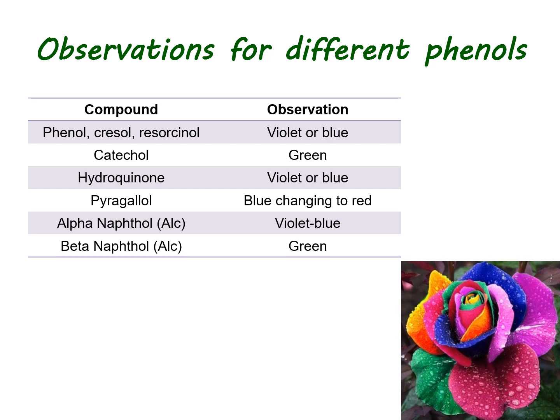Different phenolic compounds form different colors with FeCl3. In the majority of cases it is violet or blue. Phenol, cresol, resorcinol, hydroquinone and alpha naphthol form a violet blue color, whereas catechol and beta naphthol form a green color. Pyrogallol forms a blue color which quickly changes to red.